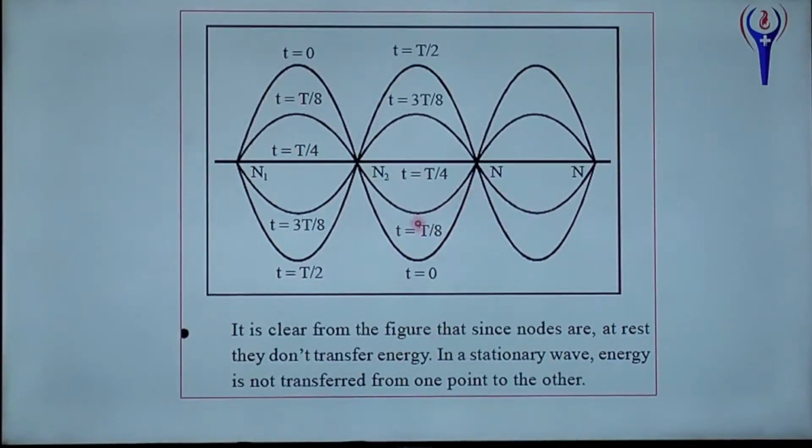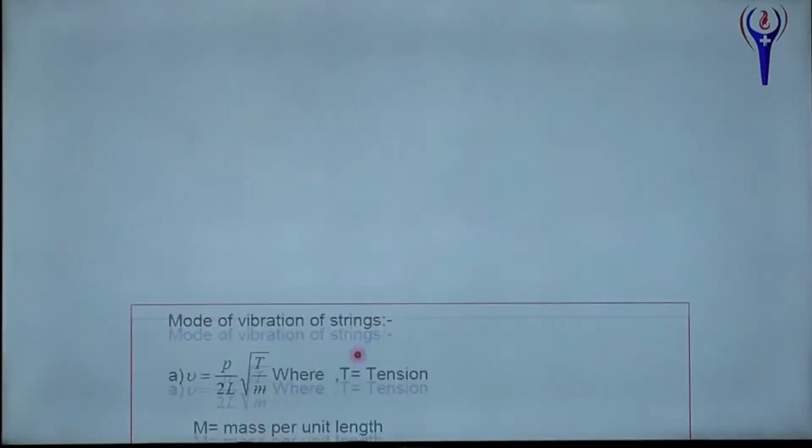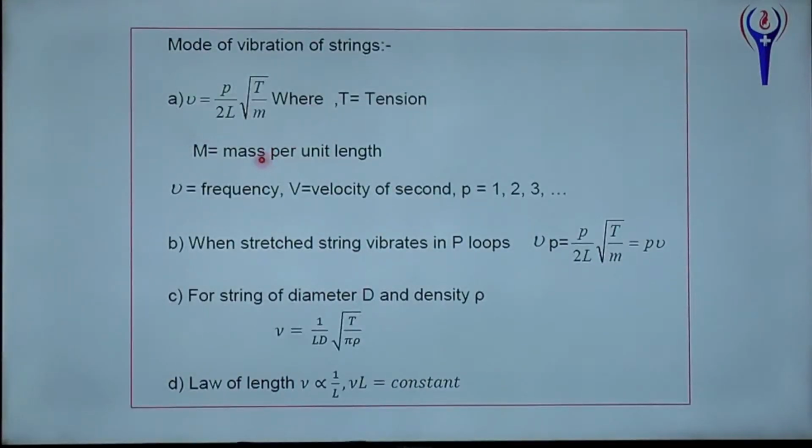This is the other way of stationary waves: vibration in a stretched string fixed at both ends. Transverse standing waves with nodes at both ends of the string are formed. L equal to n lambda by 2, and the frequency of oscillation is nu equal to v by lambda, or nv by 2L. And its mode of vibration is nu equal to p by 2L into root of T by m.